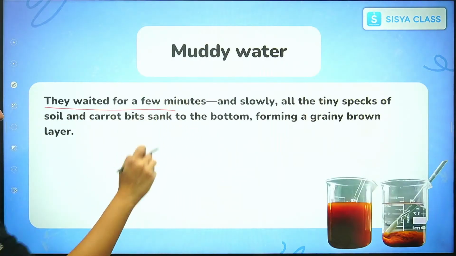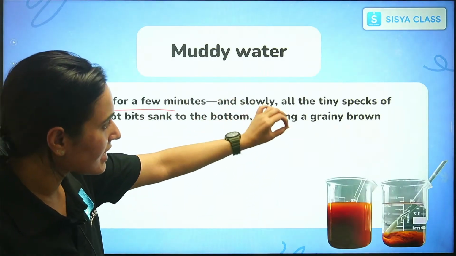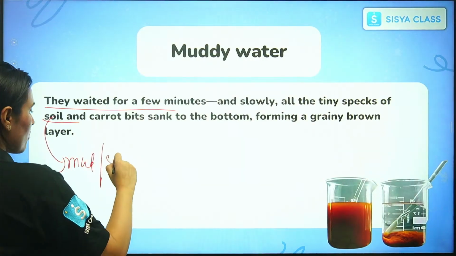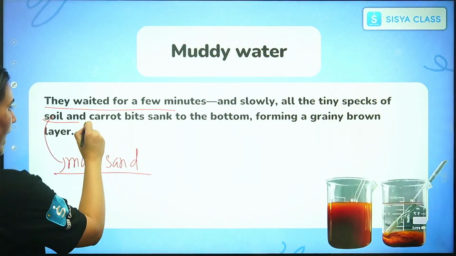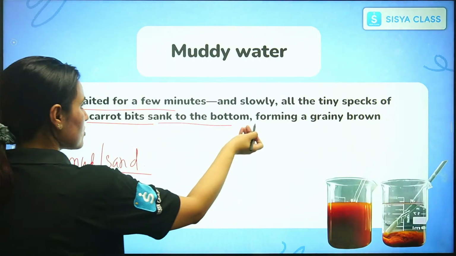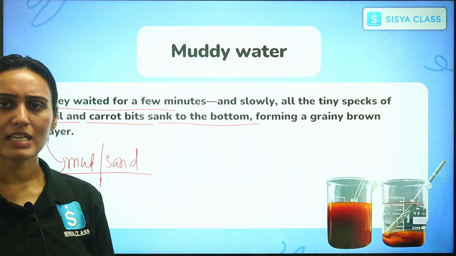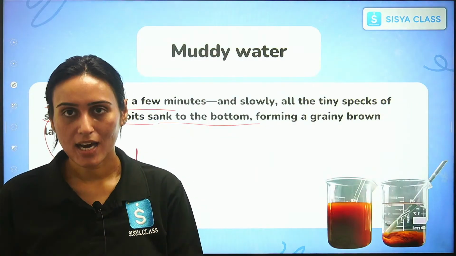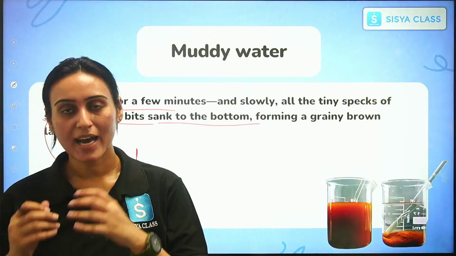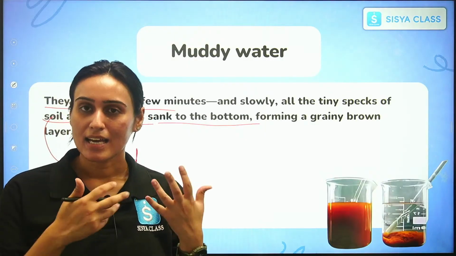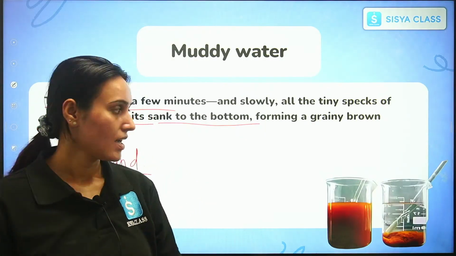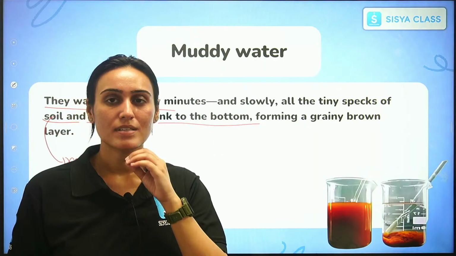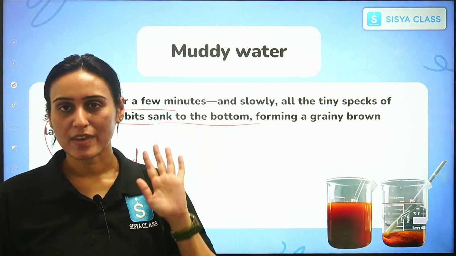So they waited for a few minutes, and slowly all the tiny specks of soil, mud, sand, whatever you want to call it, and carrot bits, they sank to the bottom of the container. Why are they sinking to the bottom of the container? Because they are heavier. They have high density. They have high mass. That is why they are settling at the bottom. Water is lighter. Water is present as a layer above the sand particles, the bits of carrots you have taken.